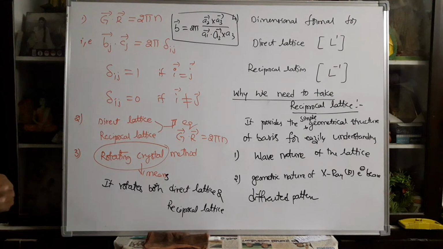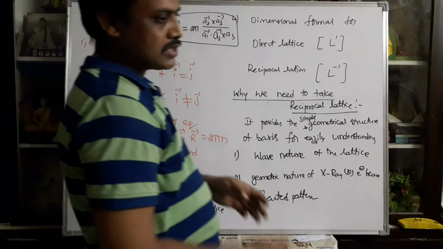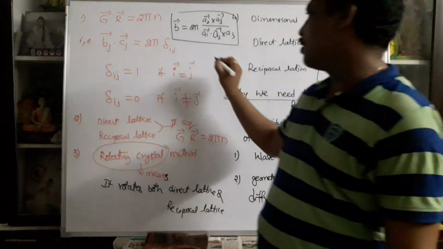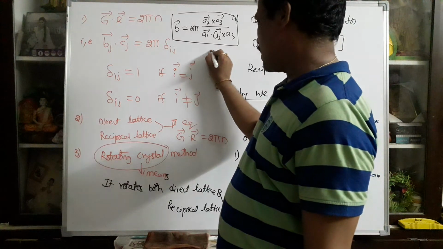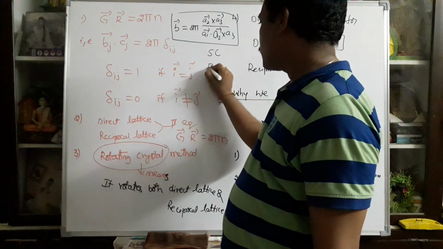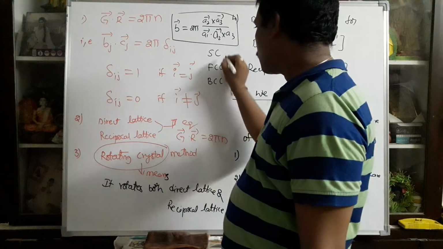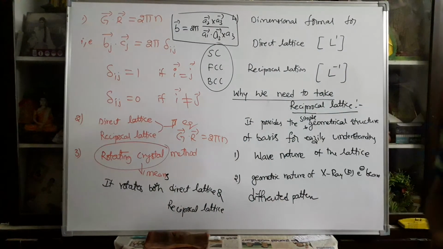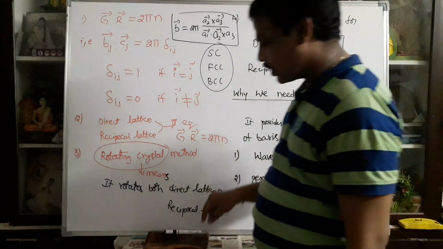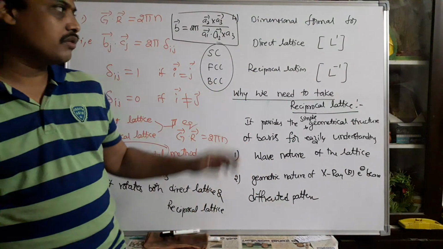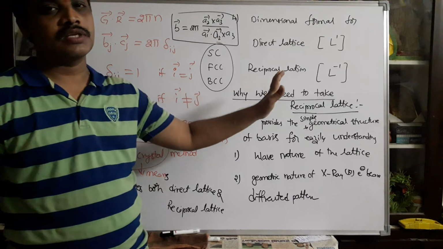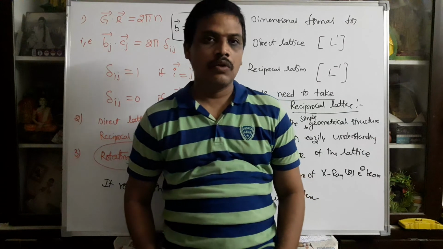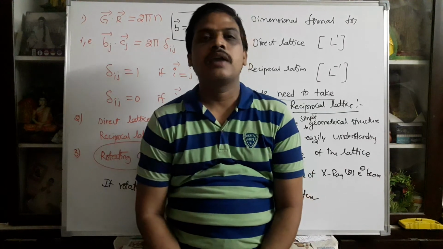Based on the basis primitives, you can derive the reciprocal lattices for different structures: simple cubic, face-centered and body-centered. In our next class, you can derive the reciprocal lattices of the simple cubic structure, face-centered cubic structure and body-centered cubic structure. So today we are only introducing the reciprocal lattice and its importance.